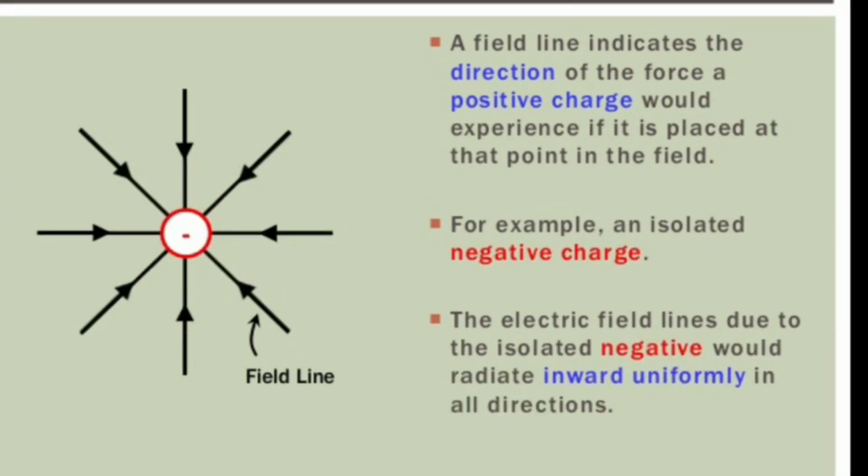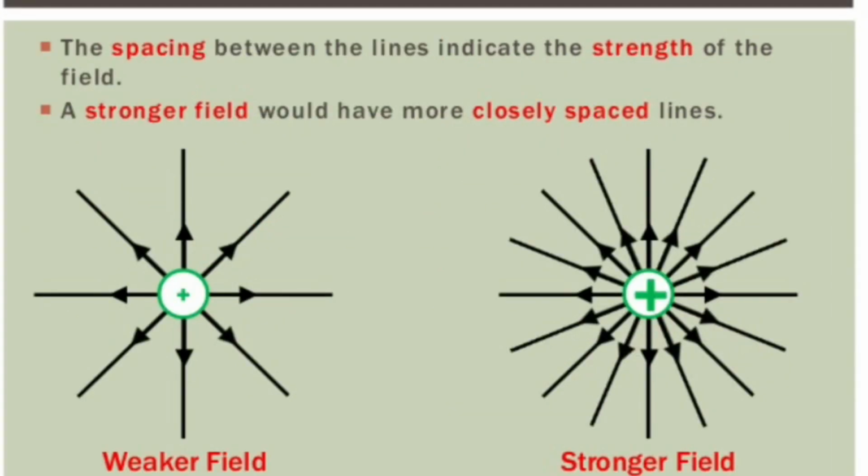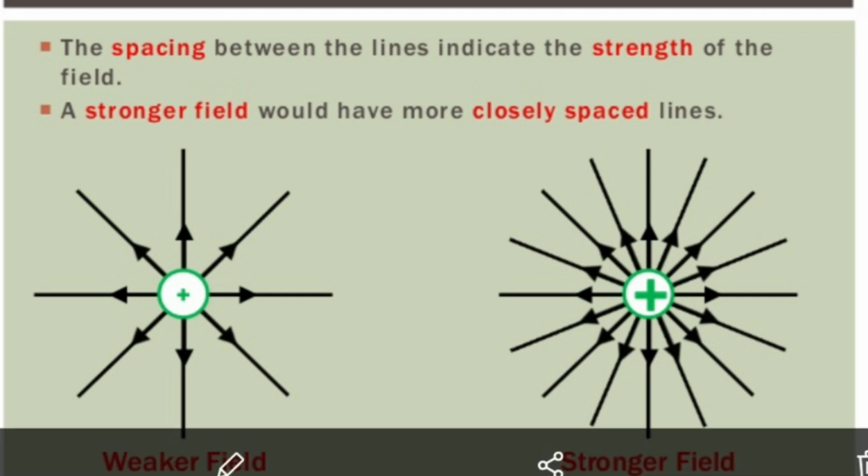Now in the case of a negative charge, the field lines are directed radially inward, that means towards the negative charge. So field lines are directed towards the negative charge in the case of a negative charge, and in the case of a positive charge, they are directed outward. Now the spacing between the lines indicates the strength of the electric field. A stronger field would have more closely spaced lines, and a weaker field will have fewer field lines, or widely separated field lines. So this is about the field lines due to point charges.